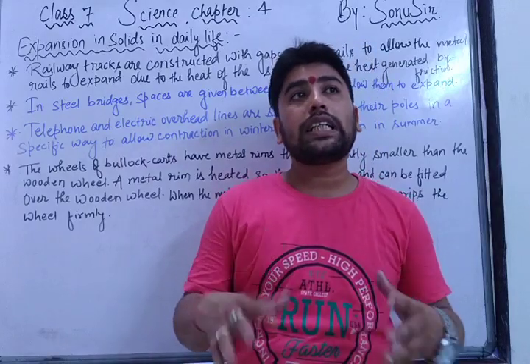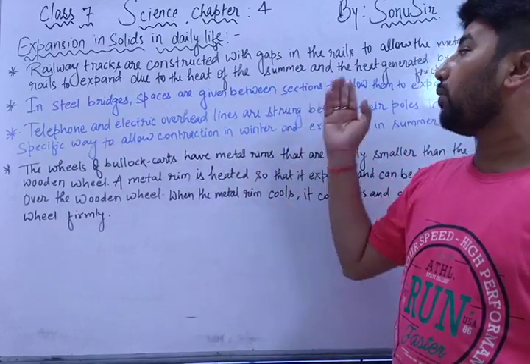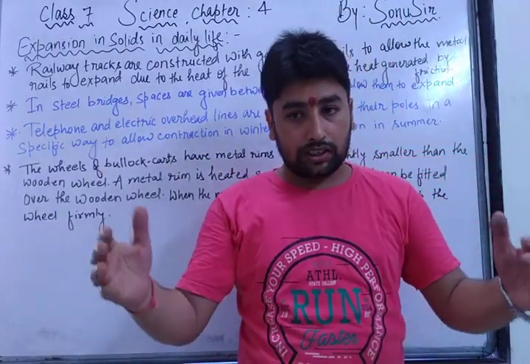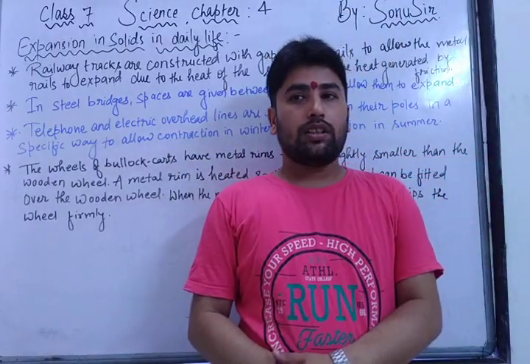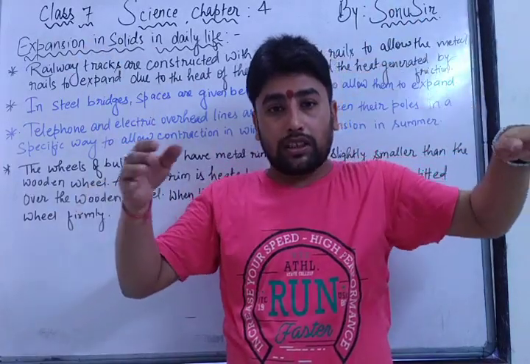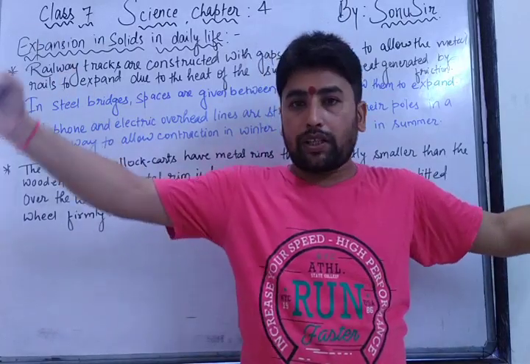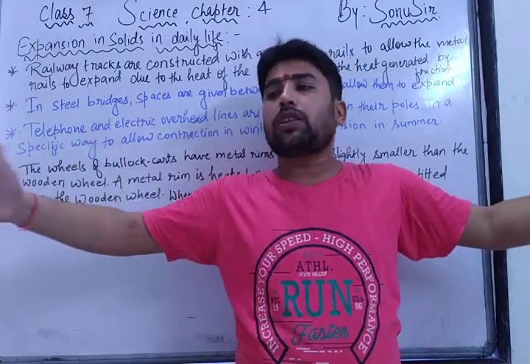So what do you see in this bridge? You will see that in the steel bridge, spaces are given between the sections, from one section to another. Just suppose this is a bridge; the sections are not continuous everywhere, they have a space, so that if one pillar is here, another pillar will be after some distance.